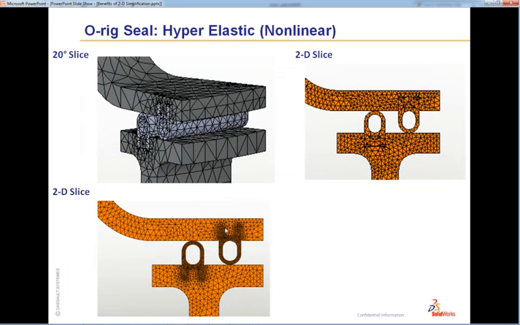Let's look at the situation of a nonlinear model. Now, in this instance, it's actually completely impractical to run a nonlinear model on the entire geometry. It would take hours to solve. What we did is a little slice of 20 degrees of the model and ran that as a nonlinear model. Did the same thing with a 2D simplification with a default mesh, and then we did it with even a much more refined mesh.